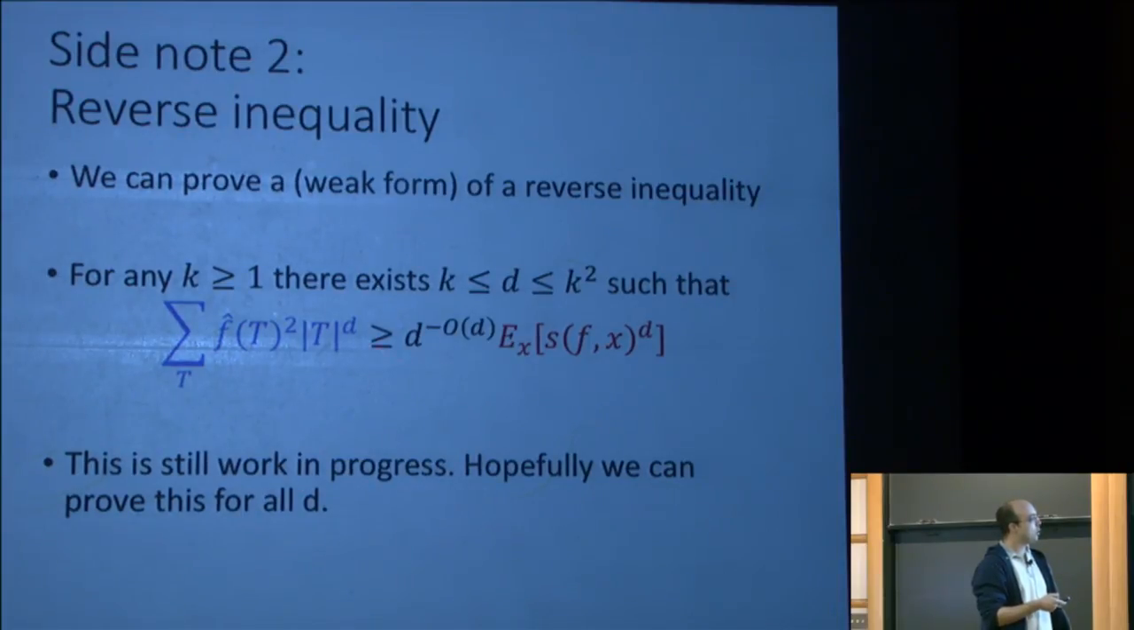What we can prove is that this is true, but not for all d, only for a large family of d's. For every k, there is some d between k and k squared such that the reverse direction holds. But this is just because we're still working on this. I hope that next time I give a talk about this, we'll have figured this out. I'll tell you about this also in the second half of the talk. Although it seems a very related question, the proof here is much, much simpler.